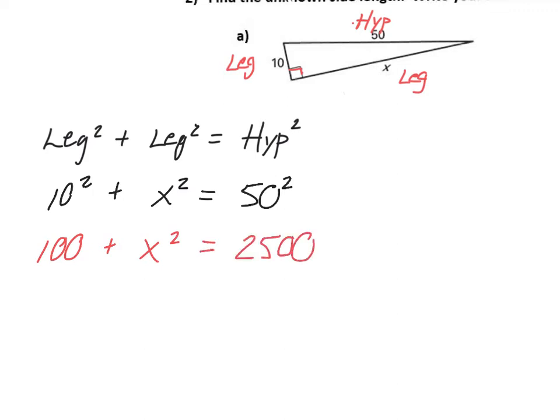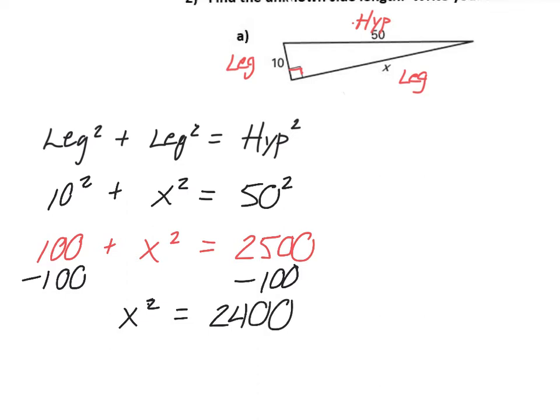And next I'm going to do is get x squared by itself. So I end up with x squared equals 2400. Now in this case, unfortunately, that is not a perfect square. So what I'm going to have to do is actually simplify this radical.